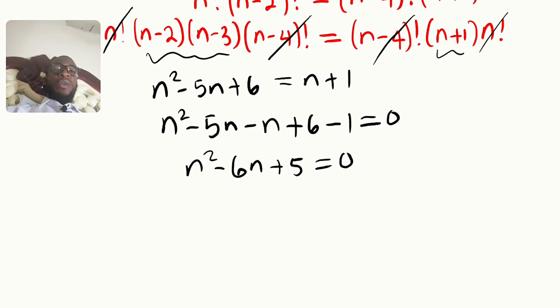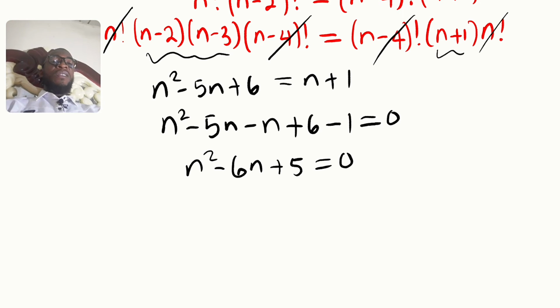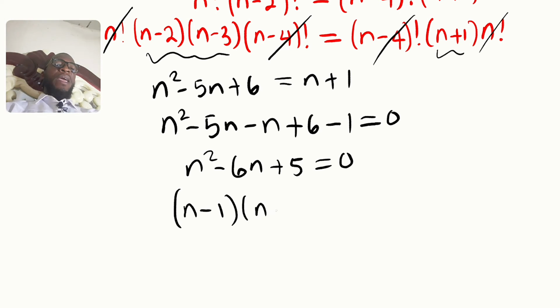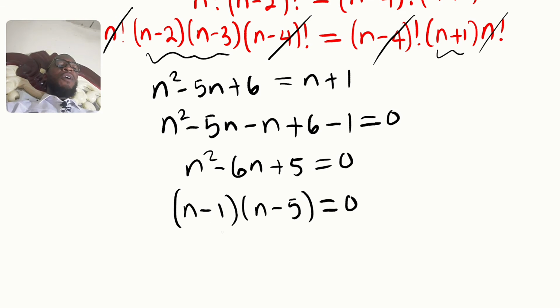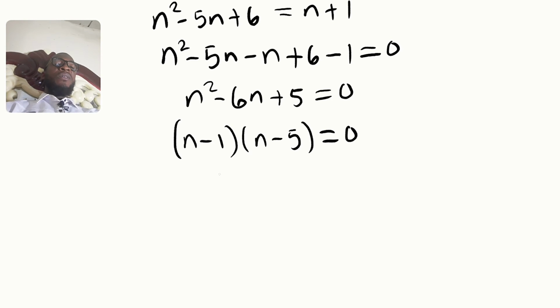This is a quadratic equation that we can solve by factorization. I have n minus 1 multiplied by n minus 5. That is what is going to give me back my quadratic trinomial, because negative 1 multiplied by negative 5 will give me positive 5, and negative 1 plus negative 5 will give me negative 6. So if you set each of these factors to be 0, the first factor n will be equal to 1, and in the other one n will be equal to 5.